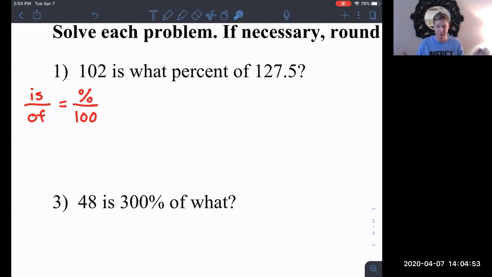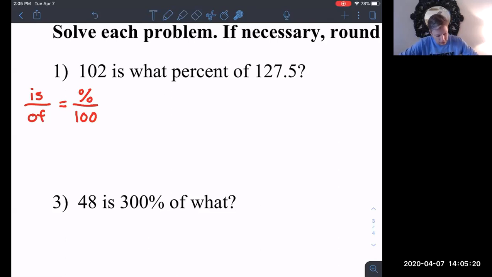Percents can only be from 0 to 100. Maybe they can be bigger. We'll see a couple examples of where that might be the case. As a matter of fact, if you look at number 3, you can see the percentage is 300. So it's possible that the percentage is higher than 100, but it's never going to be negative. And so the is and the of, those are keys to help us figure out what number goes there.